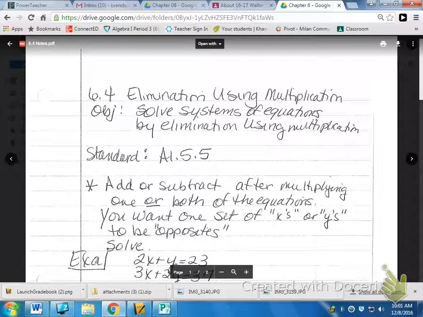You want to get a set to be opposite, either the set of x's or the set of y's. You want them to be opposites, okay? So just like yesterday when they were the same, I told you go ahead and multiply through by -1 to make them the opposites because it's easier to add than it is to subtract like that. So on these, you're going to go ahead and set them up as opposites right away, so you don't have to go back and change all the signs.